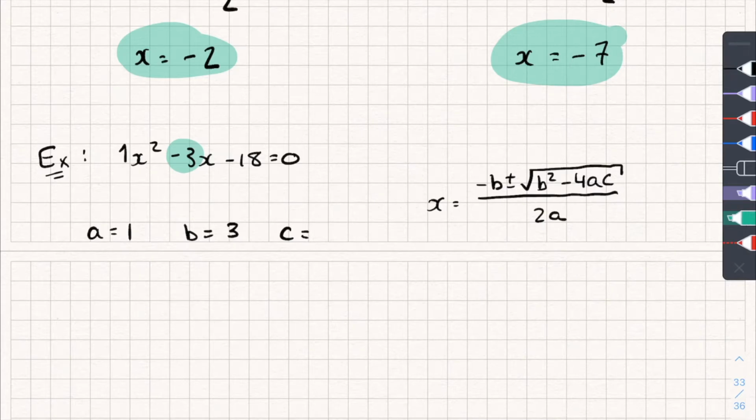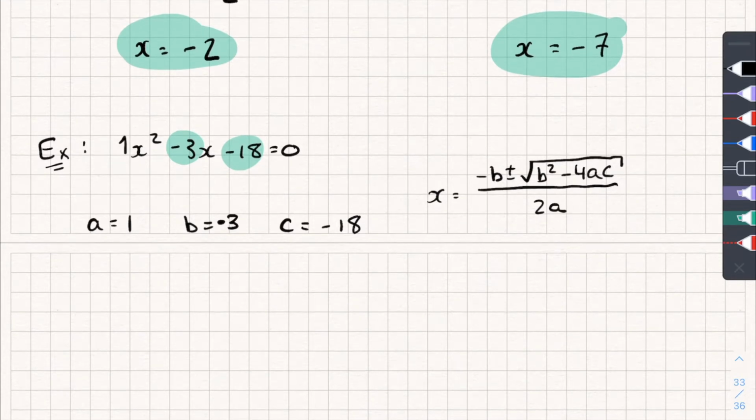And c equals, let's look again, negative 18. That's an easy mistake to make, okay? Make sure we're remembering our negative signs in this. So let's just put it all into the formula. So x is going to equal negative b, which is negative 3. So two negatives, minusing a negative, becomes a positive, okay? That's something you need to watch out for.